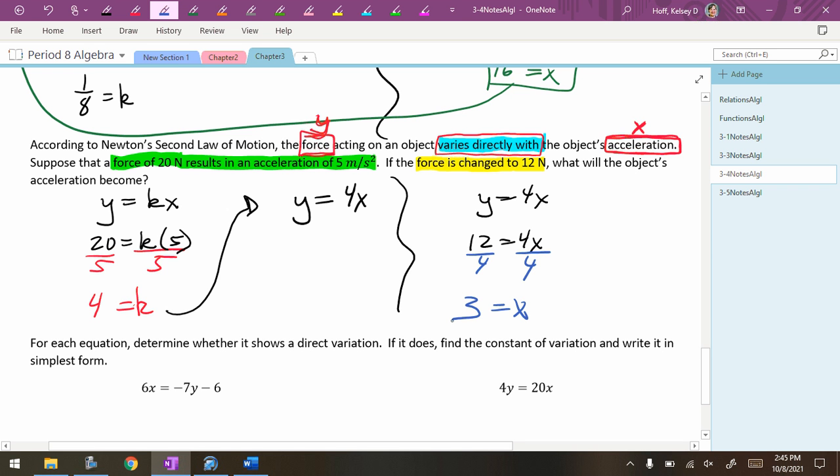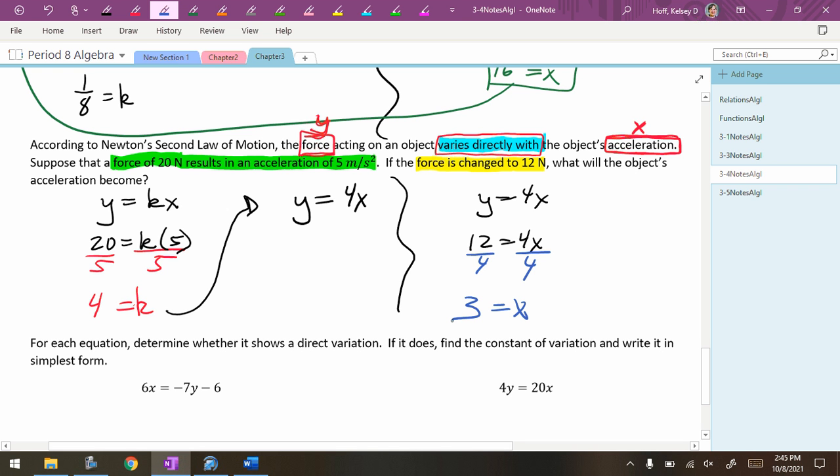Now, does that make sense? The force went from 20 to 12, so it went down, right? My acceleration went from 5 to 3. Varies directly. When one goes down, the other goes down. When one goes up, the other one goes up.